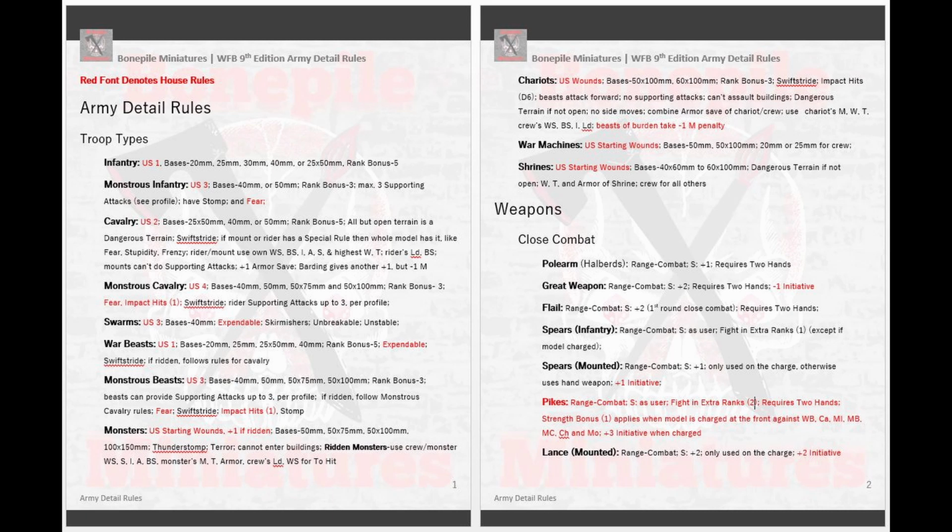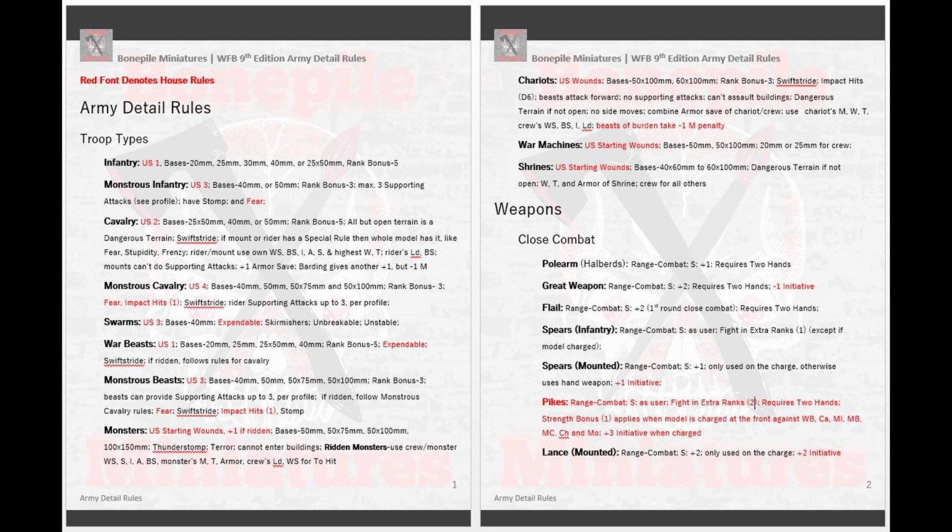And I know that the Warhammer Armies Project did a -2 initiative penalty, but we decided to just do a -1. And I think it still demonstrates that these great weapons are a little slower to wield. And we think that a -1 penalty is just right. After the great weapons, we get to spears when mounted. And they are only used on the charge, but they give a +1 bonus to initiative.